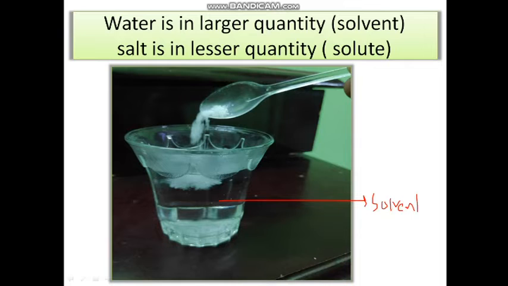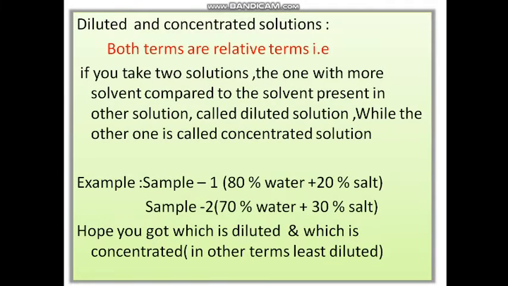Coming to diluted and concentrated solutions. Actually, both terms are relative terms. If you take two solutions, the one with more solvent compared to the solvent present in the other solution is called diluted, while the other one is the concentrated solution. So we should not confine to any solution as diluted or concentrated. Only with the help of a reference solution can we say that the solution is diluted or concentrated.